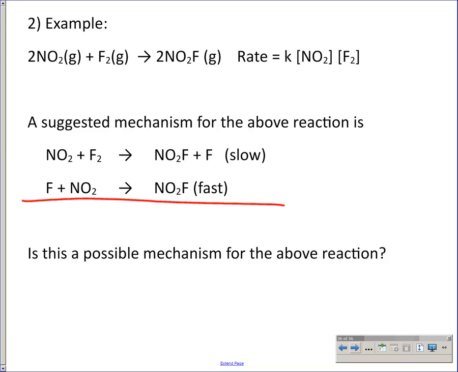NO2 is present here but not over here, so I can't cancel that one. F is present here and here. When F is just written like that, it's actually a free radical. Free radicals are usually written as F with a little dot next to it because it's got an extra electron. Free radicals are very, very reactive.